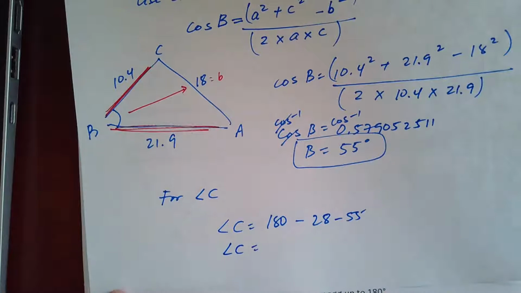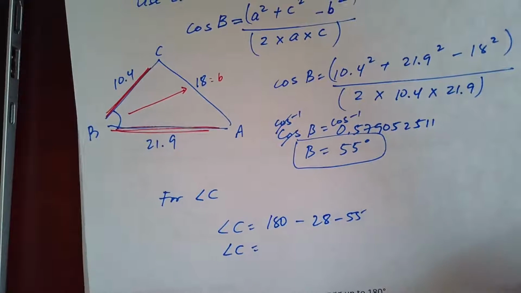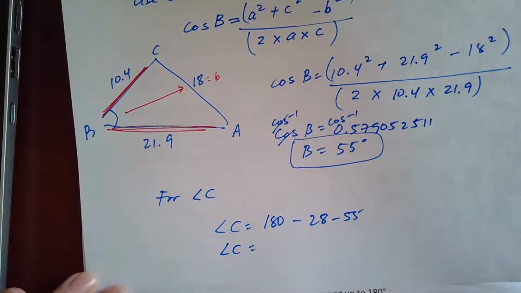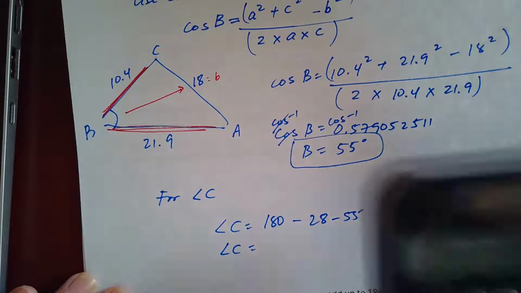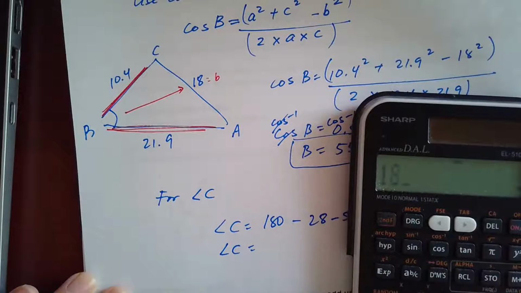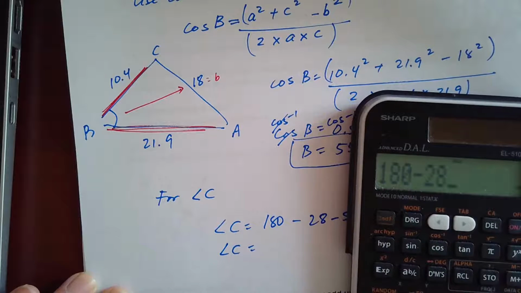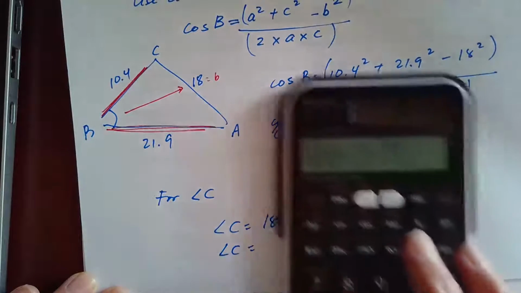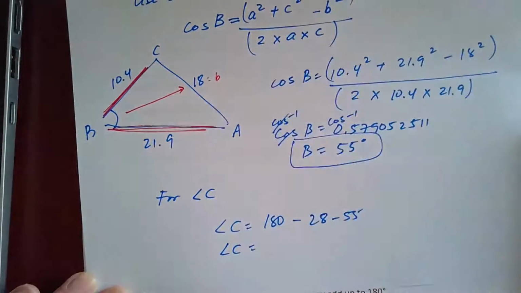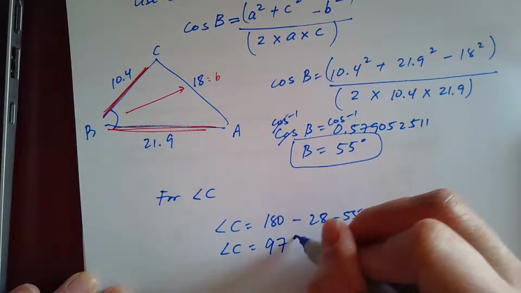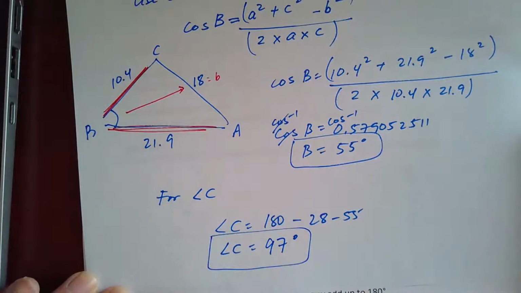Okay, so we know all of the angles add up to 180. We know that angle A is 28, angle B is 55. So whatever remains from the 180 will be our angle C. So 180 minus 28 minus 55. And finally, angle C would be 97 degrees. Okay, so there you have it.